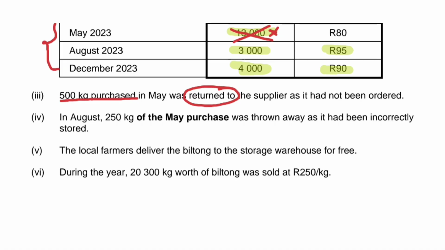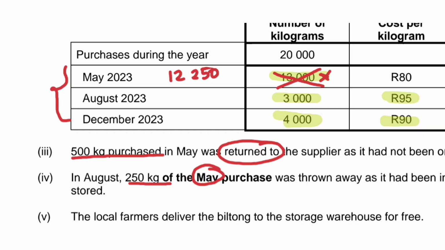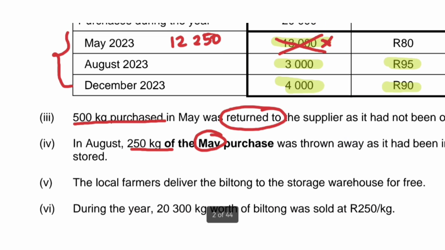The next adjustment, we are told that in August, 250 kilograms of the May purchase was thrown away as it had been incorrectly stored. So we had to dispose of some biltong, but it's not from the August purchase. The disposal was in August, but the purchase is from May. It's incorrect to say that we have 12,500 kilograms available to sell from May purchases when we disposed of 250 kg. The actual truth, after taking all of this information into account, is that we only have 12,250 to sell from May purchases.